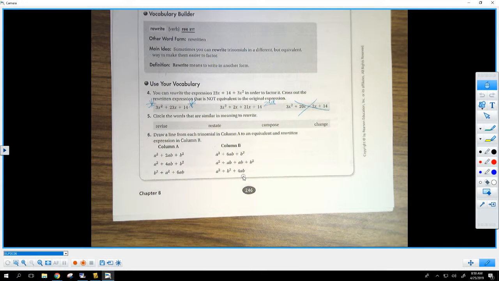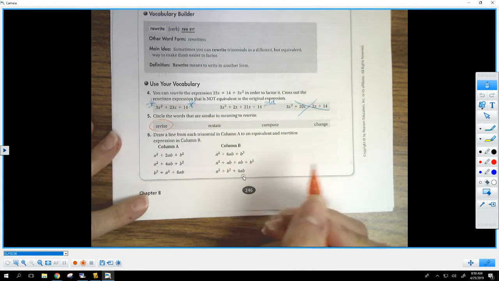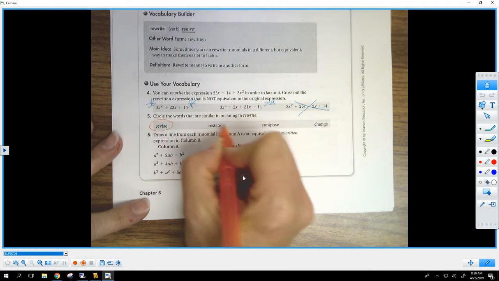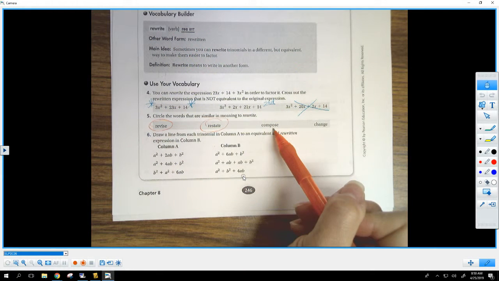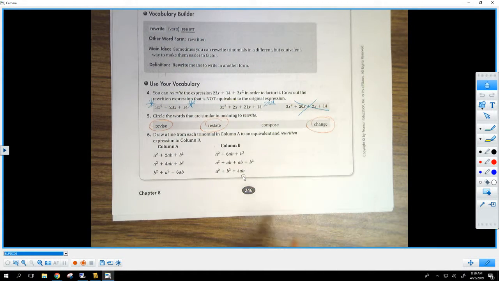All right, circle the words that are similar to the meaning rewrite. So revise is to rewrite. To restate is to rewrite. To compose, no, because that means to write it for the first time, not to change it up a little. But change, yes, works because, right, we're going to alter it just a little bit.